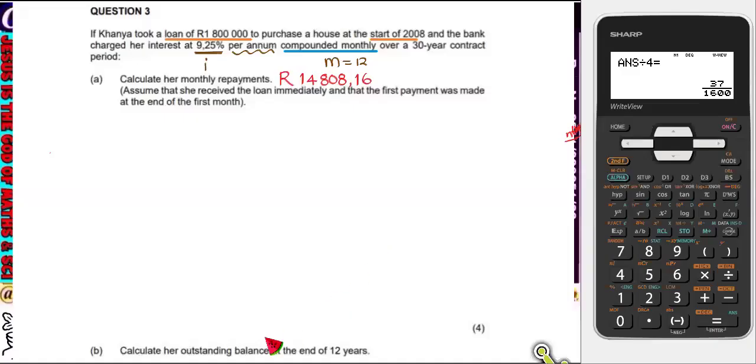Now they say calculate the outstanding balance at the end of the 12th year. Remember, we're going up to T something. Because we're using monthly, it's 12 times 12, which is 144. That is at the end of 144, so we want to know what the balance is here.